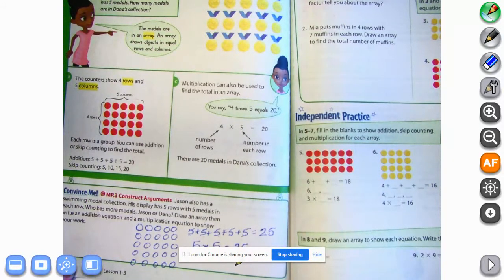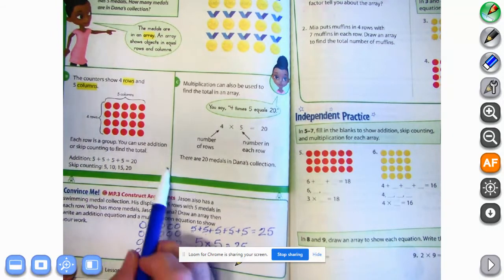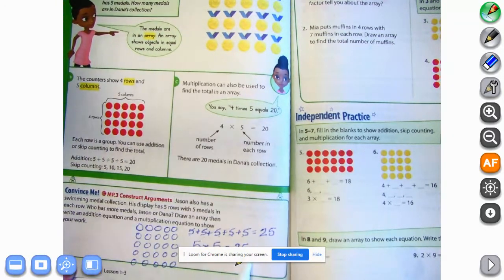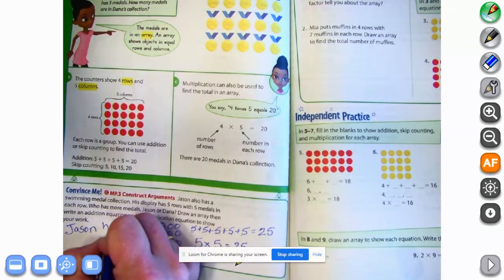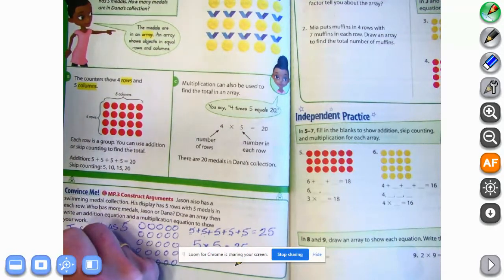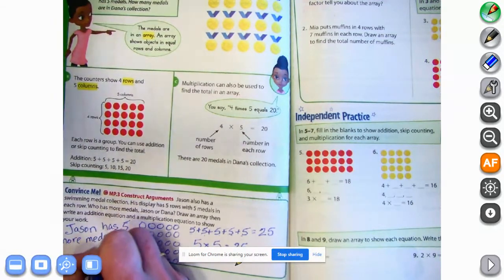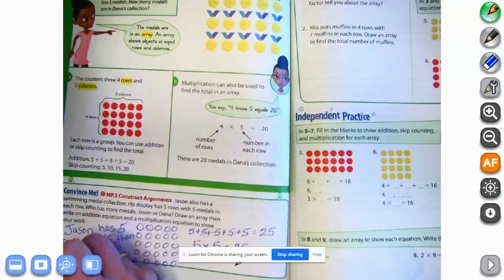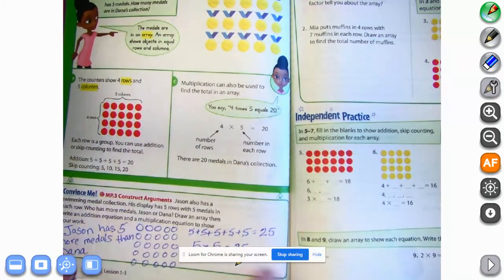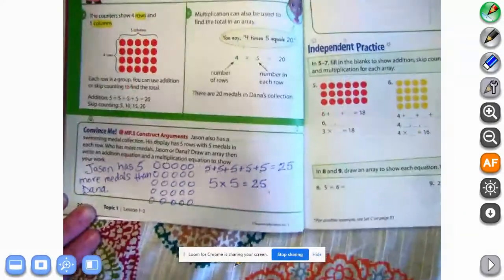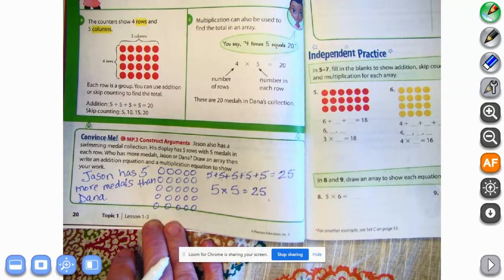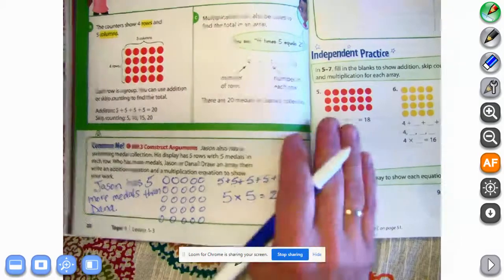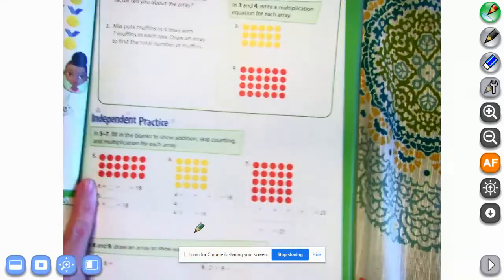So who has more, Jason or Dana? If you look up here, this was Dana's, and this is Jason's. So Jason has how many more? Jason has 5 more medals than Dana. Okay. Go ahead and pause that if you need to, so that you can get that written down. When you're done getting it written down, unpause it, and we're going to meet over on page 21 on the top.